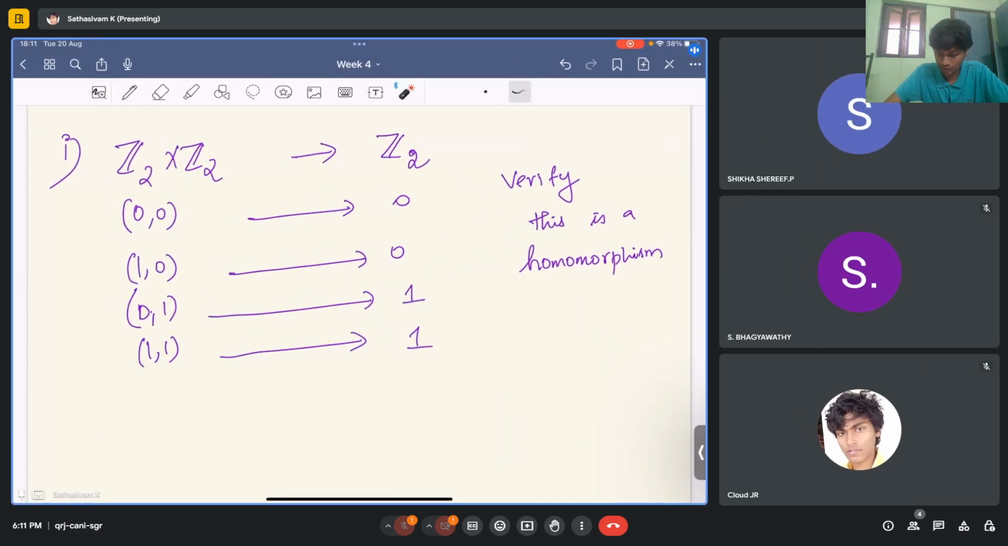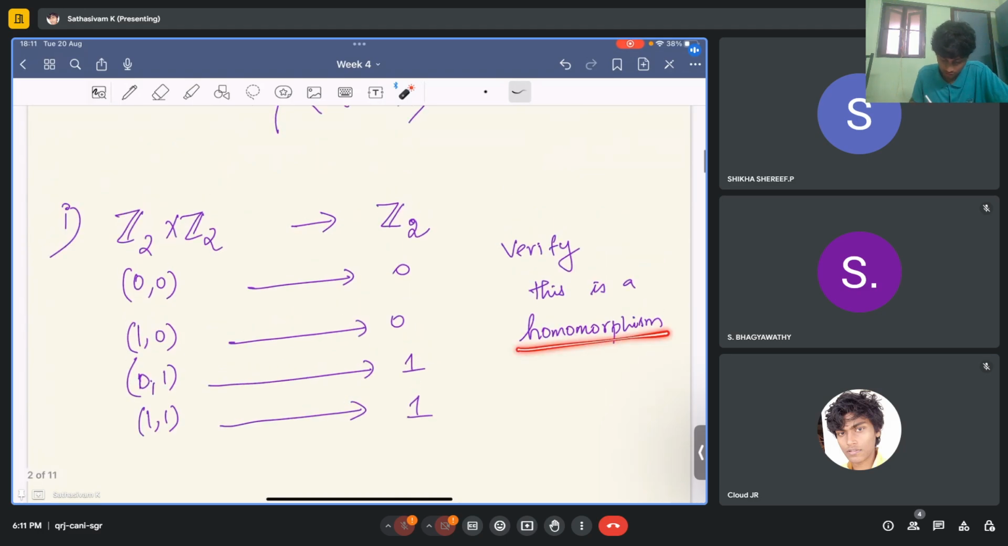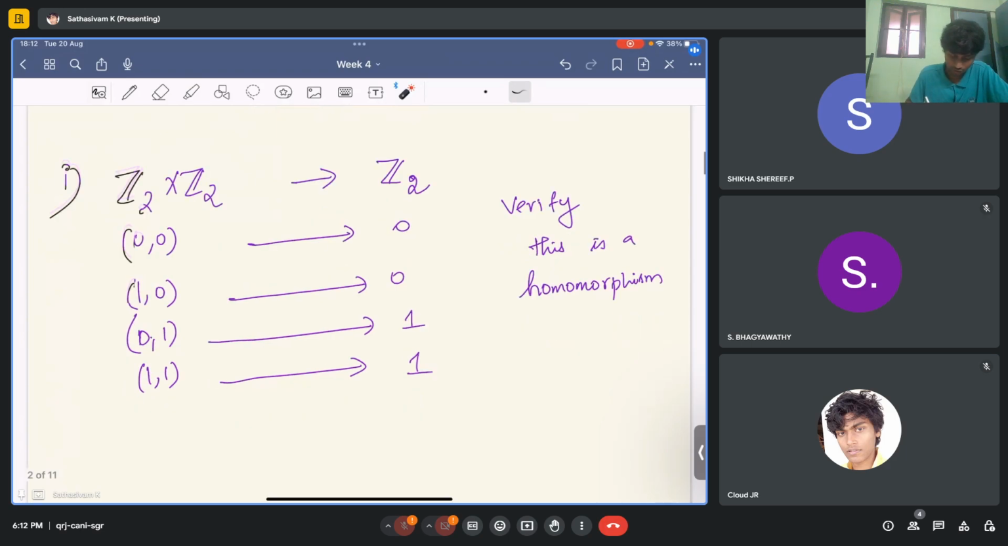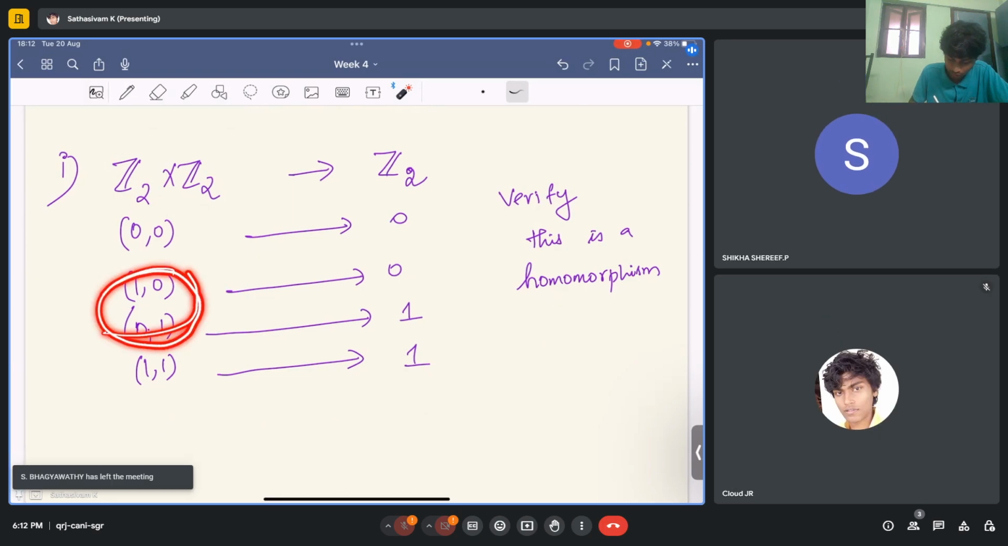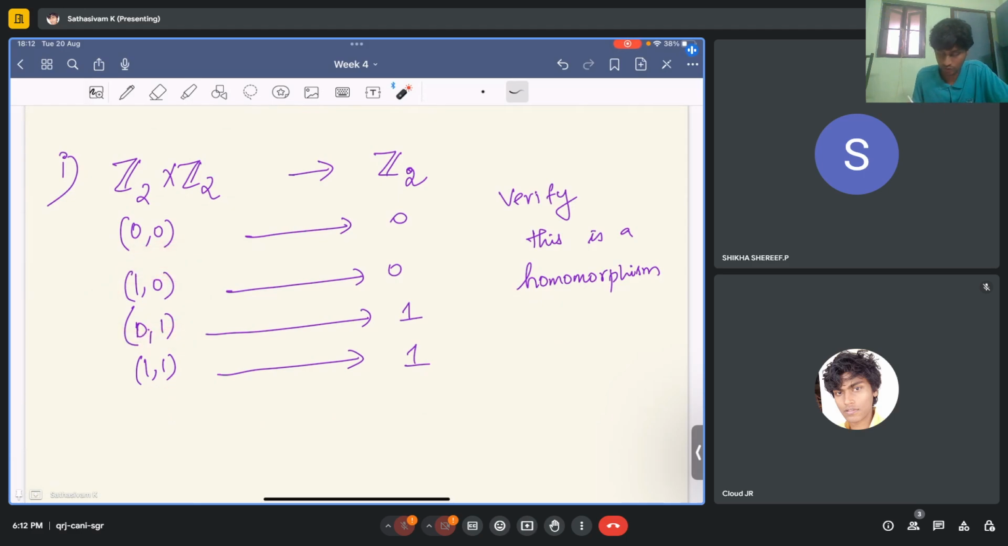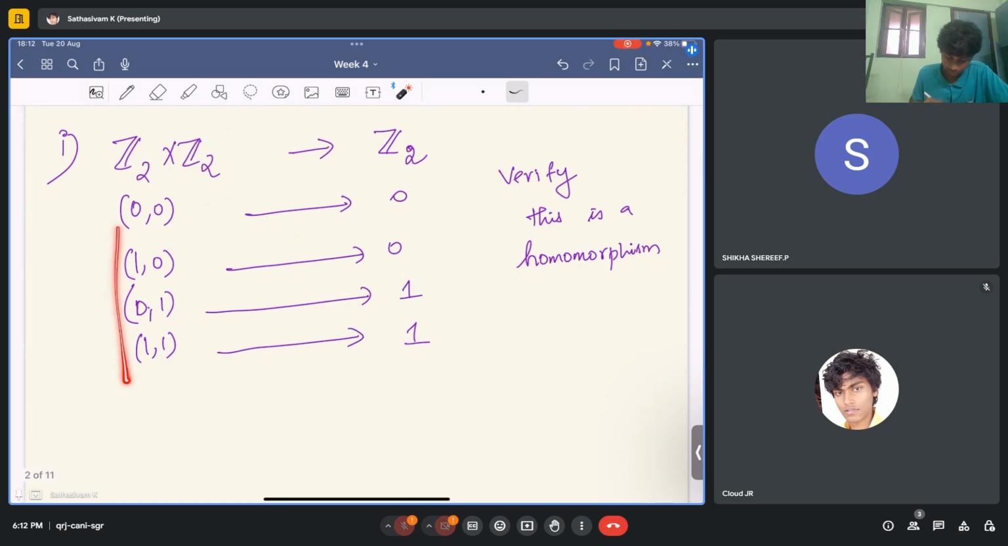I will probably skip that step because it's not hard to check, but you just have to do all the combinations. You have 4 elements here, so you have to do all 16 combinations. It's a trivial exercise, so you can verify it. Later I will tell you, if you have a group like this, how to construct a homomorphism. It's actually enough to define the homomorphism on only 2 elements. Once you define these 2, the others come as a consequence. I will tell you later how to do this. But now this is the homomorphism.